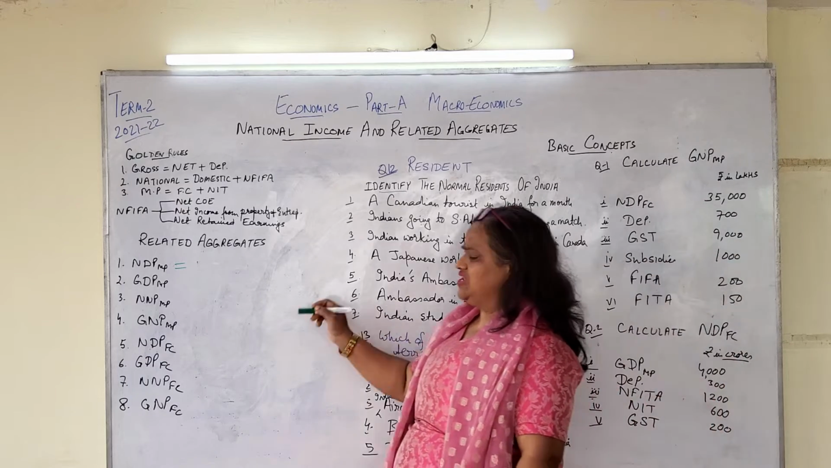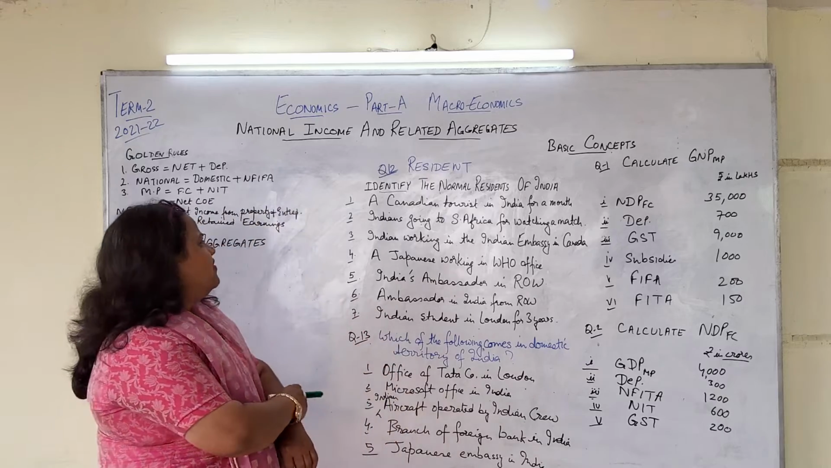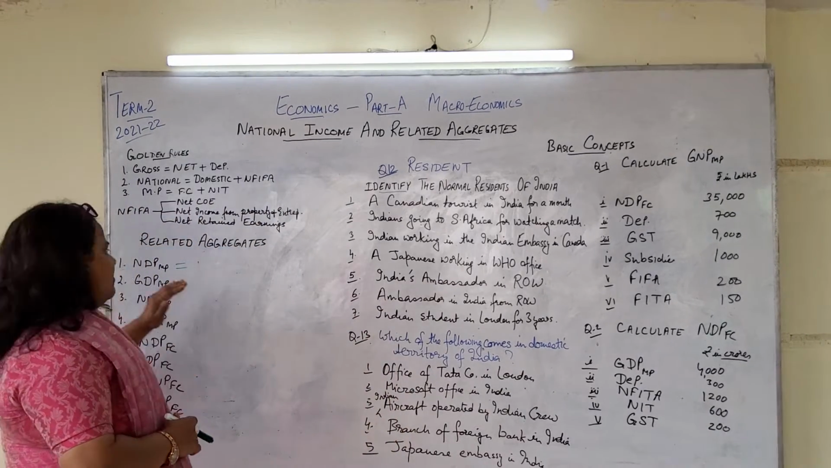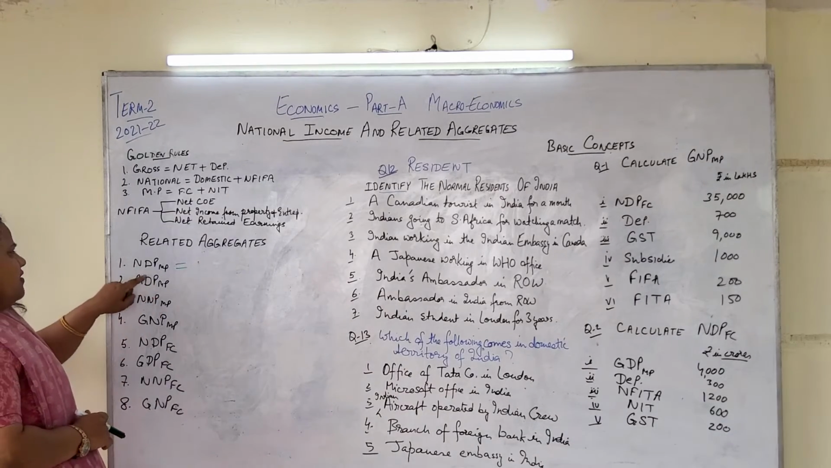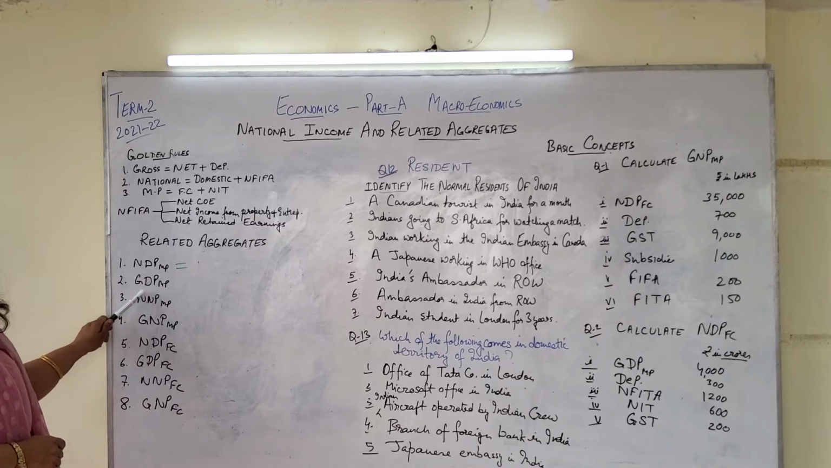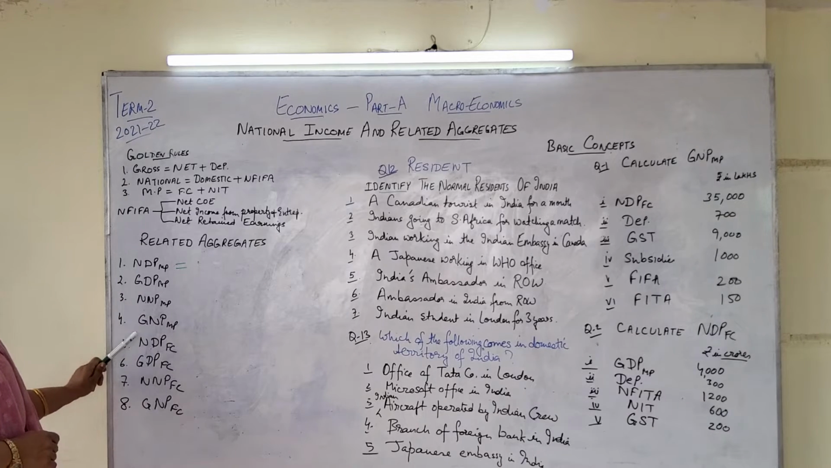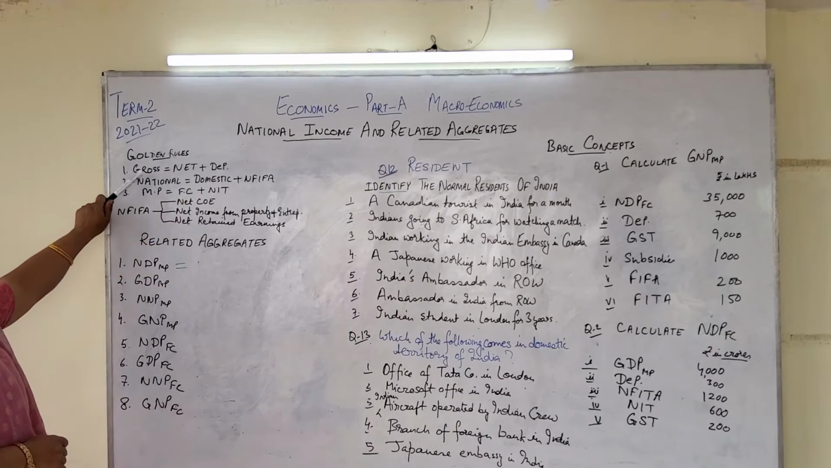Now in this session we take up the topic on related aggregates, right? These are the related aggregates at market price: net domestic product at market price, GDP at MP, then NNP at MP and GNP at MP. Similarly, four aggregates for factor cost. But before that, we should know the golden rules. So what are the golden rules?